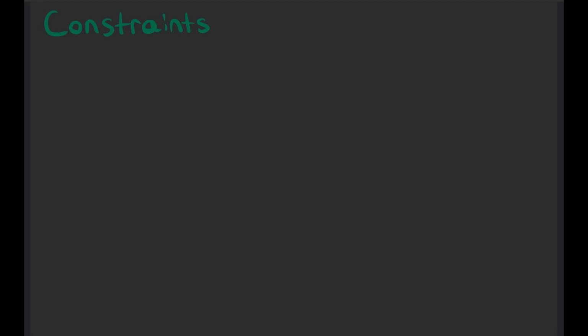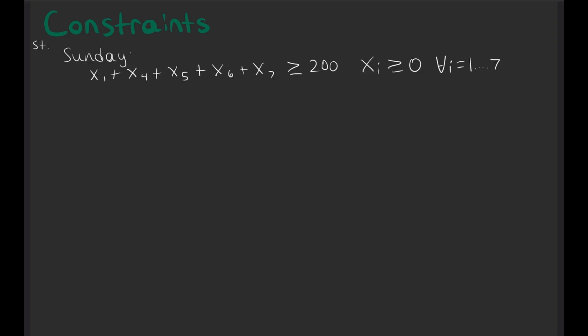Now let's talk about the constraints. Okay, so on Sunday we're going to have x1 plus x4 plus x5 plus x6 plus x7 has to be greater than or equal to 200. So what this means is that the shift starting on Sunday plus the shift starting on, I believe, Wednesday, and Thursday, then Friday, then Saturday. So all the people working on Sunday, Wednesday, Thursday, Friday, and Saturday are all going to be working on Sunday no matter what, because there's a 5-day consecutive shift.